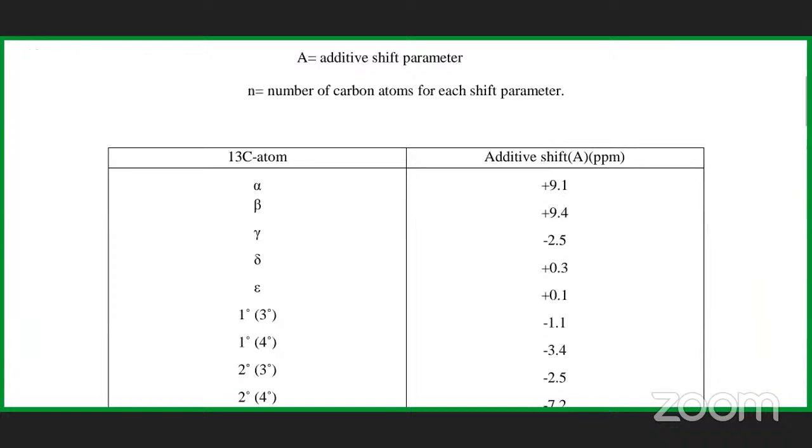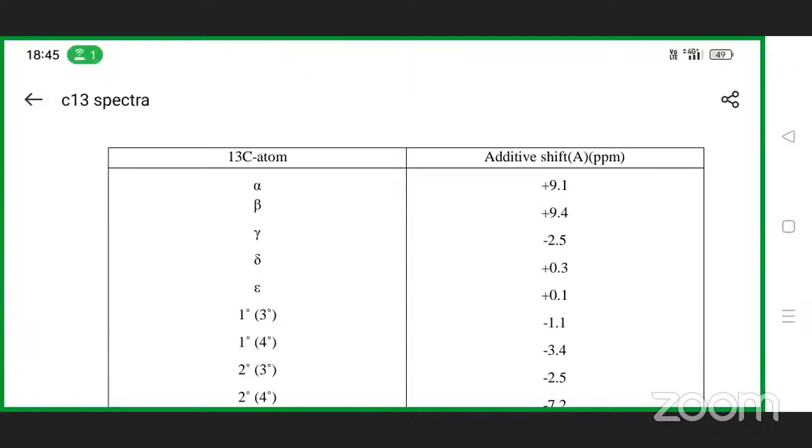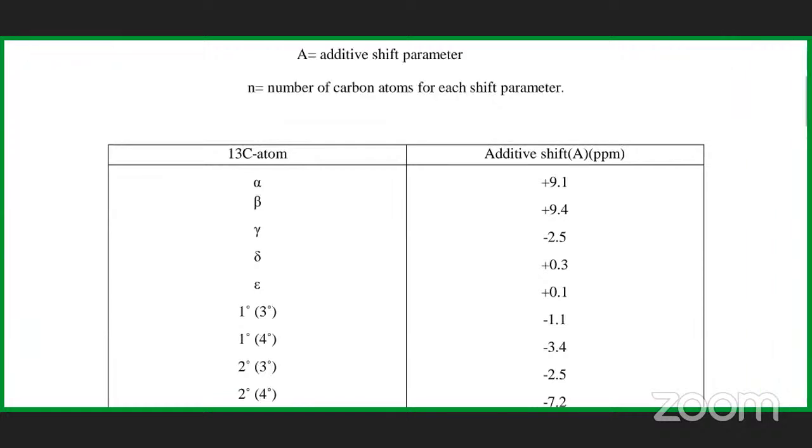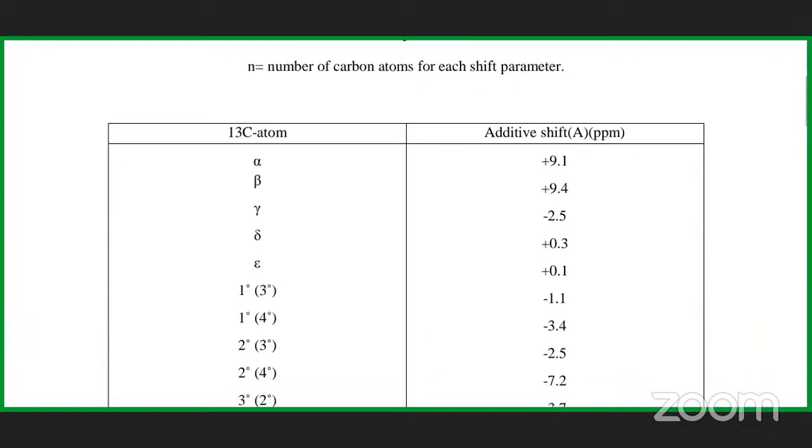In the examination, they will ask a problem to calculate the delta value. They will give the structure and ask you to calculate the delta value, so you have to remember the base value and the additional values. Or sometimes they will ask you to write the calculation of chemical shift values. In that case, you have to write all these tables and formulas.